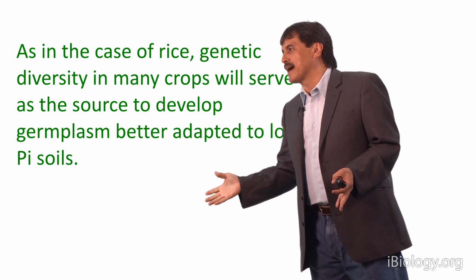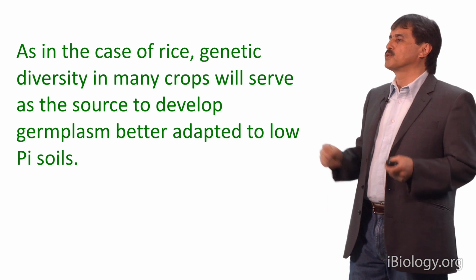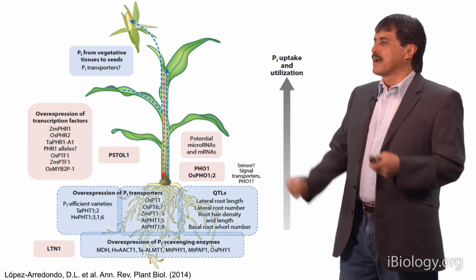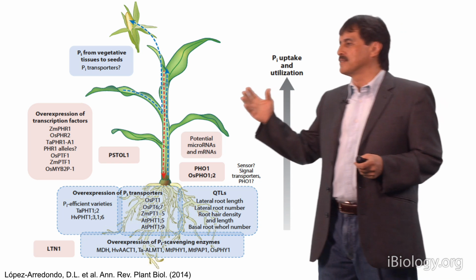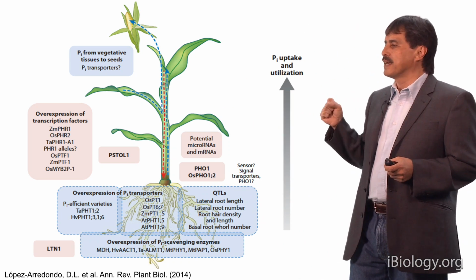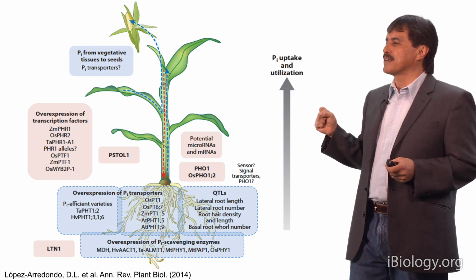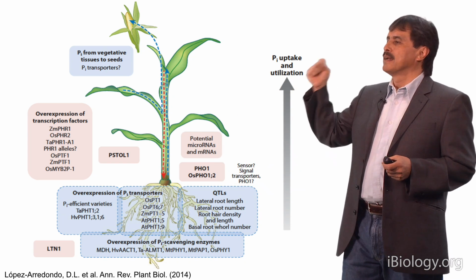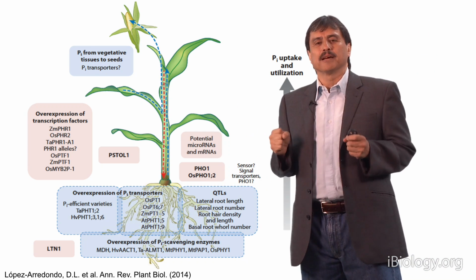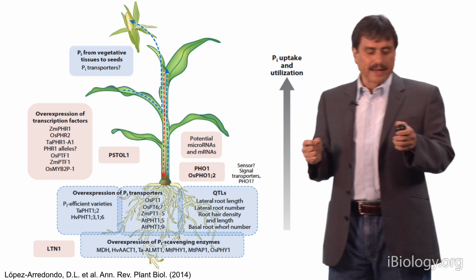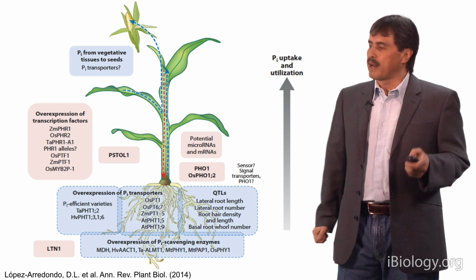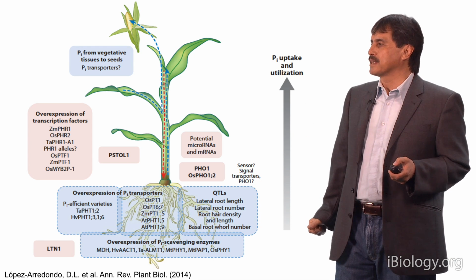And as in the case of rice, genetic diversity in many crops will serve as the source to develop germplasm better adapted to low phosphate soils. There are QTLs that have been identified for lateral root length, lateral root number, root hair density, and the type of root architecture in maize, beans, rice, sorghum, and so on. So understanding all these mechanisms will help us to finally design plants that are better for agriculture and will allow us to do more sustainable agriculture.